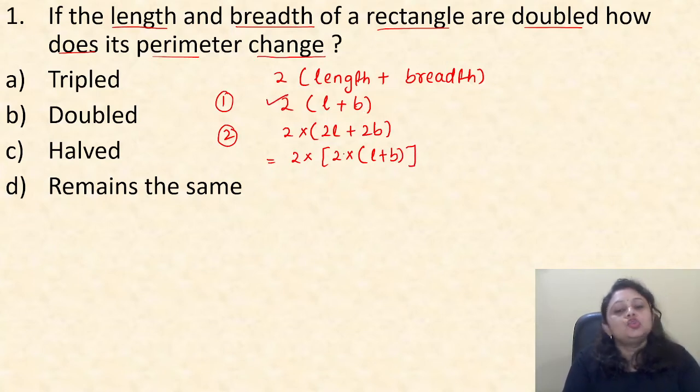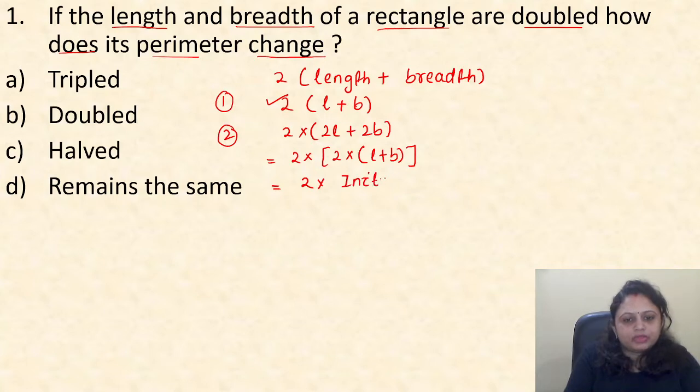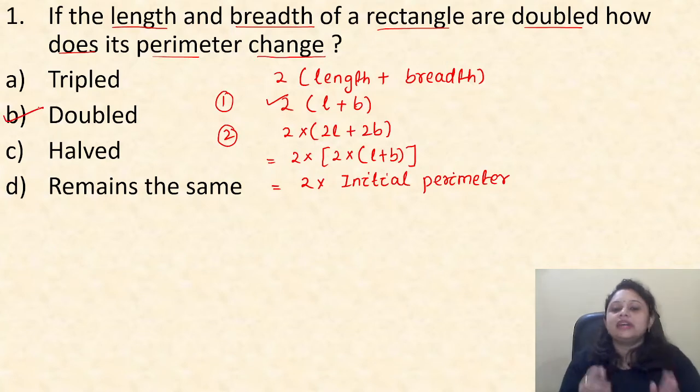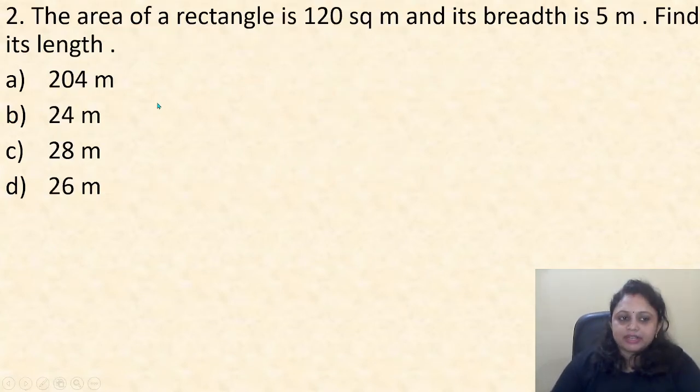Now it is 2 into 2 into (L plus B). That is equal to 2 into the initial perimeter, right? Initial perimeter is equal to 2 into (L plus B). So it is 2 into initial perimeter. That means now it is doubled. So the correct answer is option B, that is doubled. Okay. Coming to the next question.